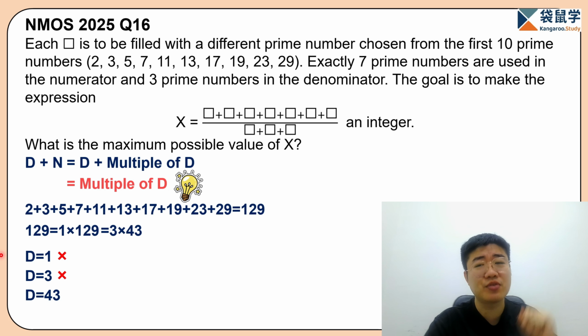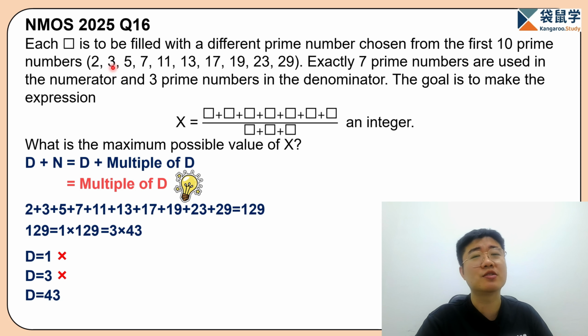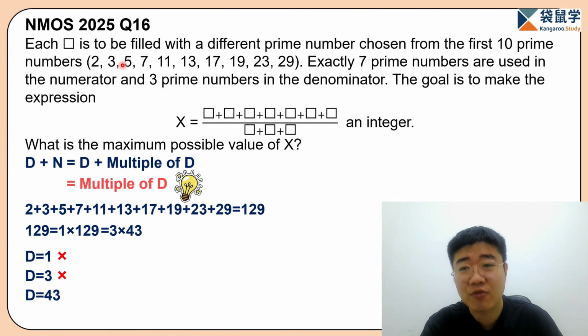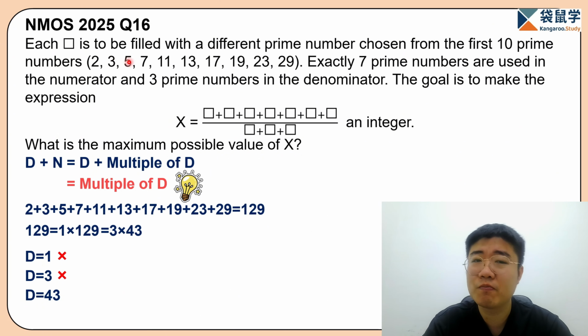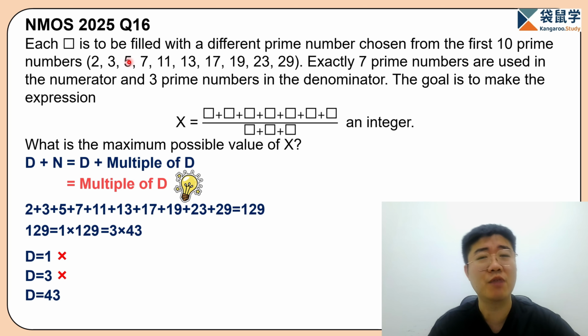So we need to select 3 odd numbers. Let's take a look at the numbers here. Suppose we choose the smallest. Let's say we select 3 and 5. Together this is 8. So in order to get 43, it will be 8 plus 35. But 35 is not a prime number.